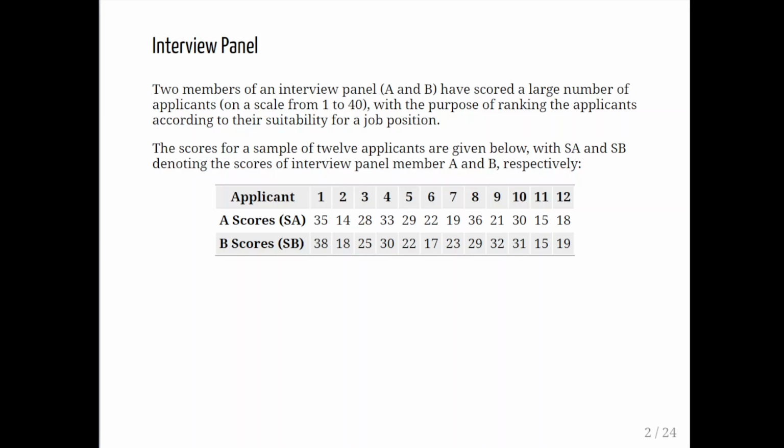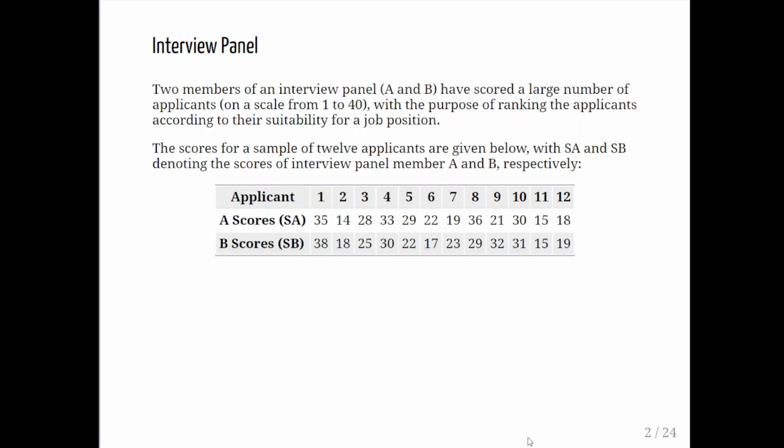Okay, in this presentation we are going to do a correlation analysis. So here's the scenario. An interview panel has two members, member A and member B. These two members have scored a large number of applicants on a scale from 1 to 40 with the purpose of ranking the applicants according to their suitability for a job position. The scores for a sample of 12 applicants are given below, with SA and SB denoting the scores from panel member A and B respectively.